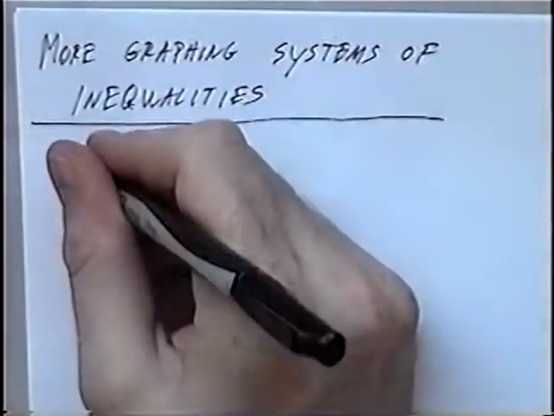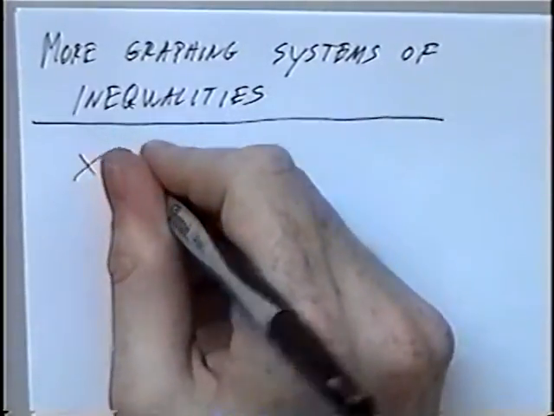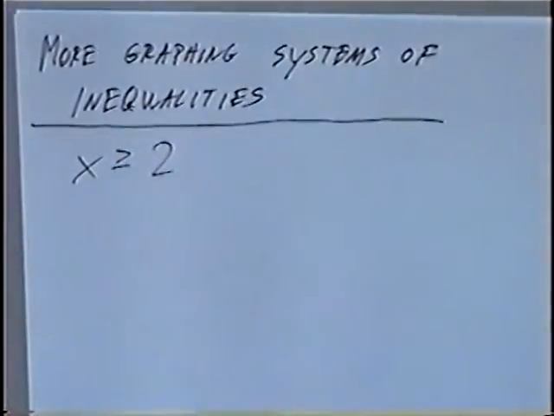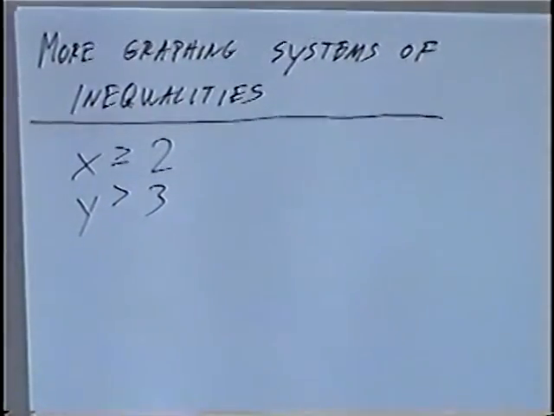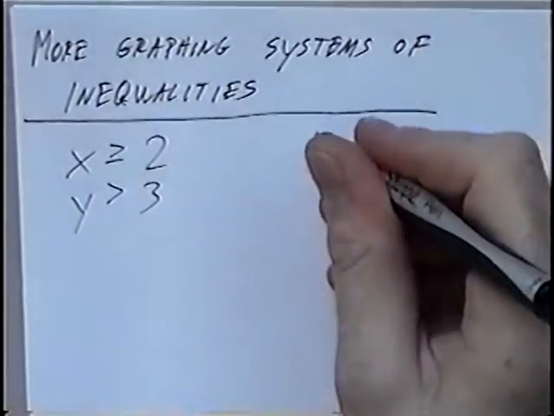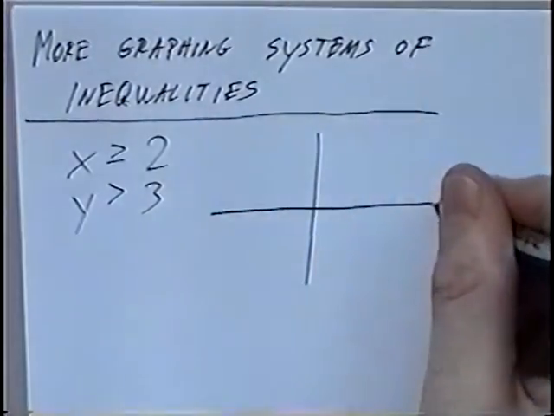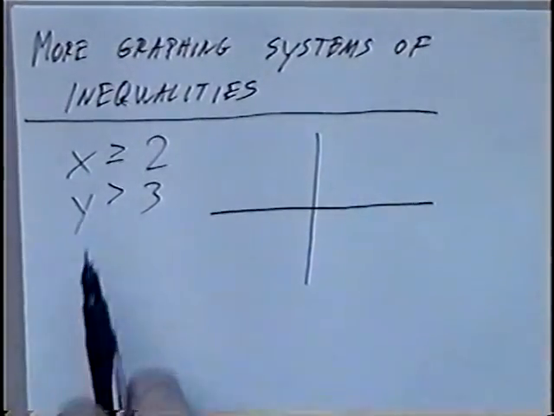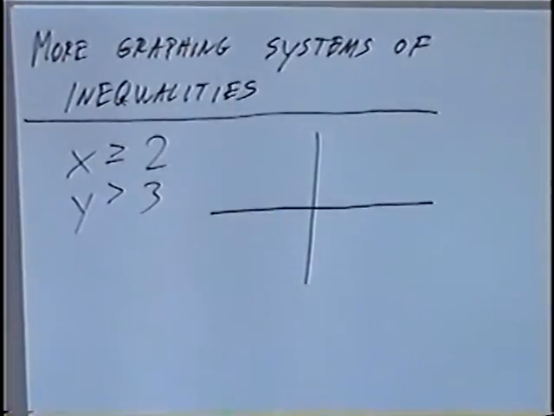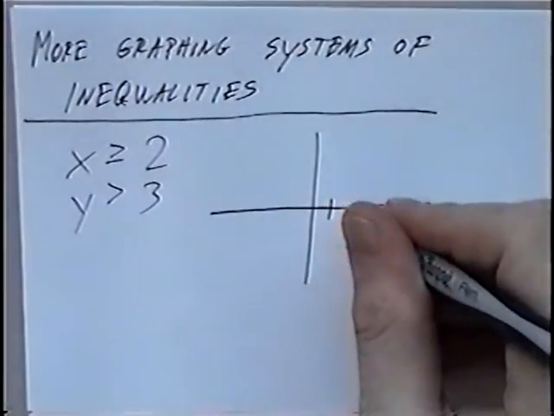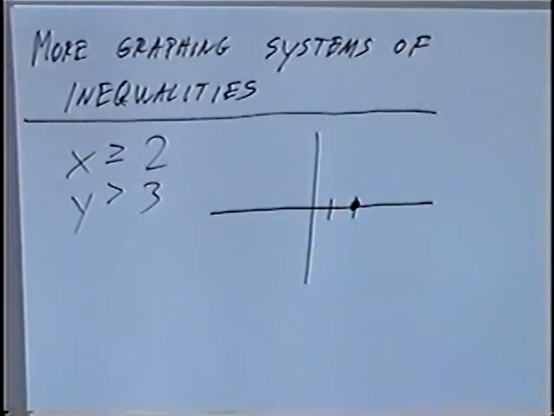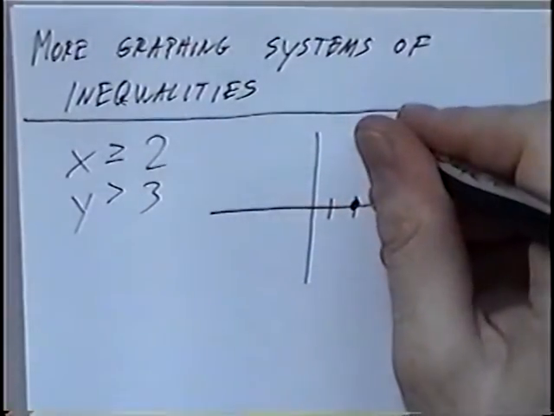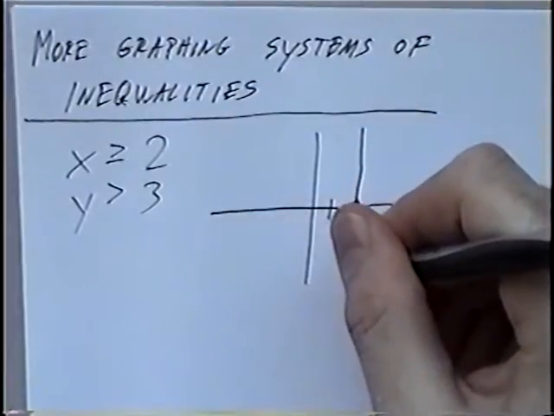First inequality, x is greater than or equal to 2. And second inequality, y is greater than 3. To graph these two inequalities, we can draw the xy axis. For the first inequality, x is greater than or equal to 2. If we put a point where x is equal to 2, the equation x equals 2 would be a vertical line passing through 2.